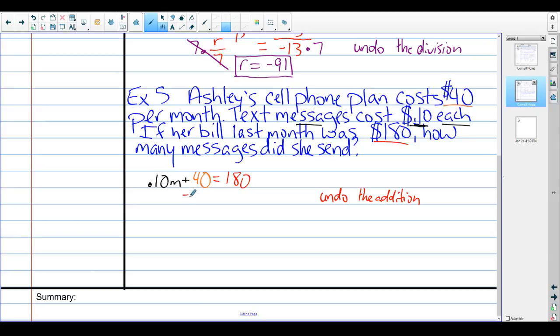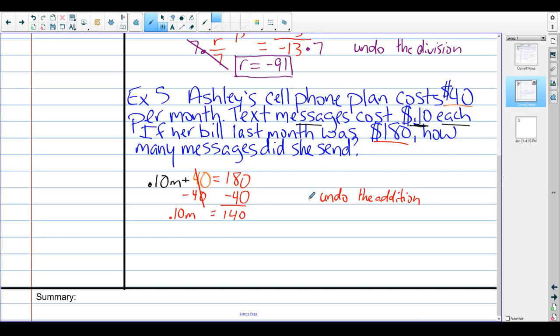We're going to get rid of this plus 40 by doing the opposite. So this will cancel out. 180 minus 40 is 140. And at this point we can see she spent $140 just on her messages, right? By taking out the fee, we're left with how much she had to pay to text people.